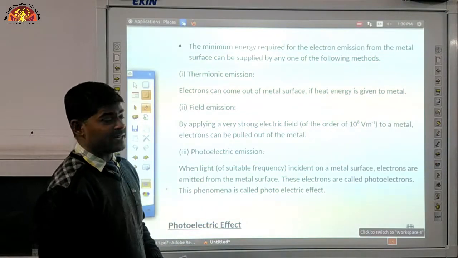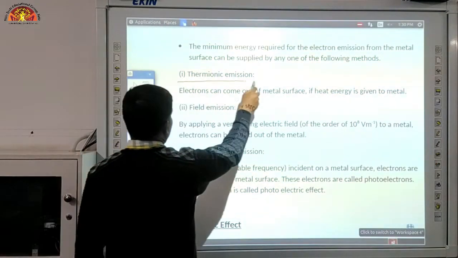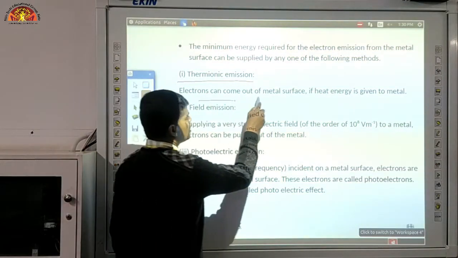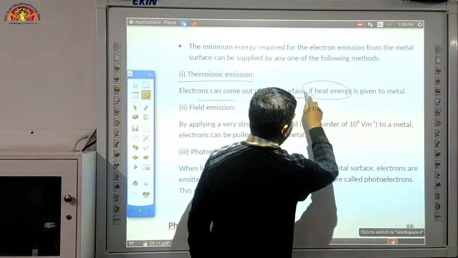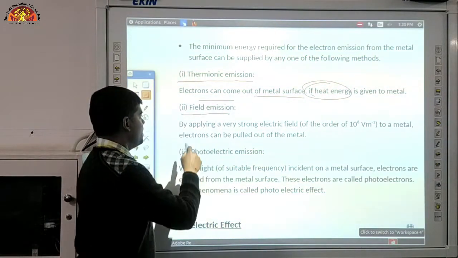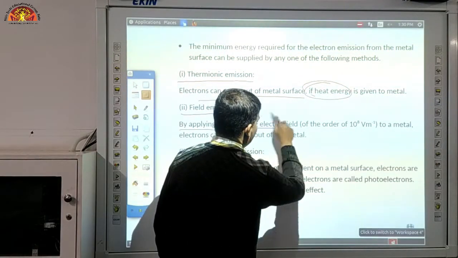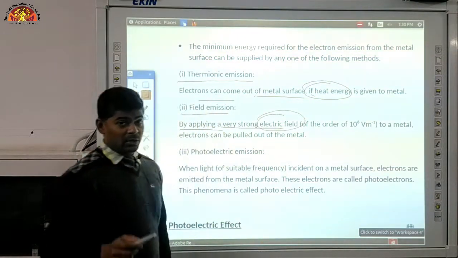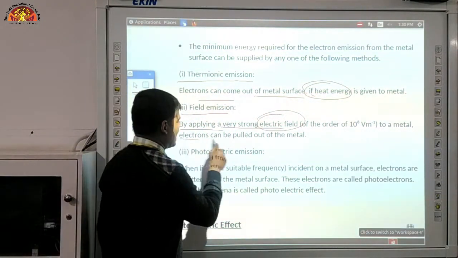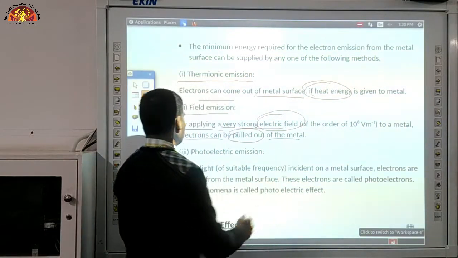Now come to the different types of electron emission. First one is thermionic emission. In this emission, the electrons can come out of the metal surface if heat energy is given to the metal. Next one is field emission. By applying a very strong electric field of the order of 10 to the power 18 volt per meter to the metal, electrons can be pulled out of the metal.